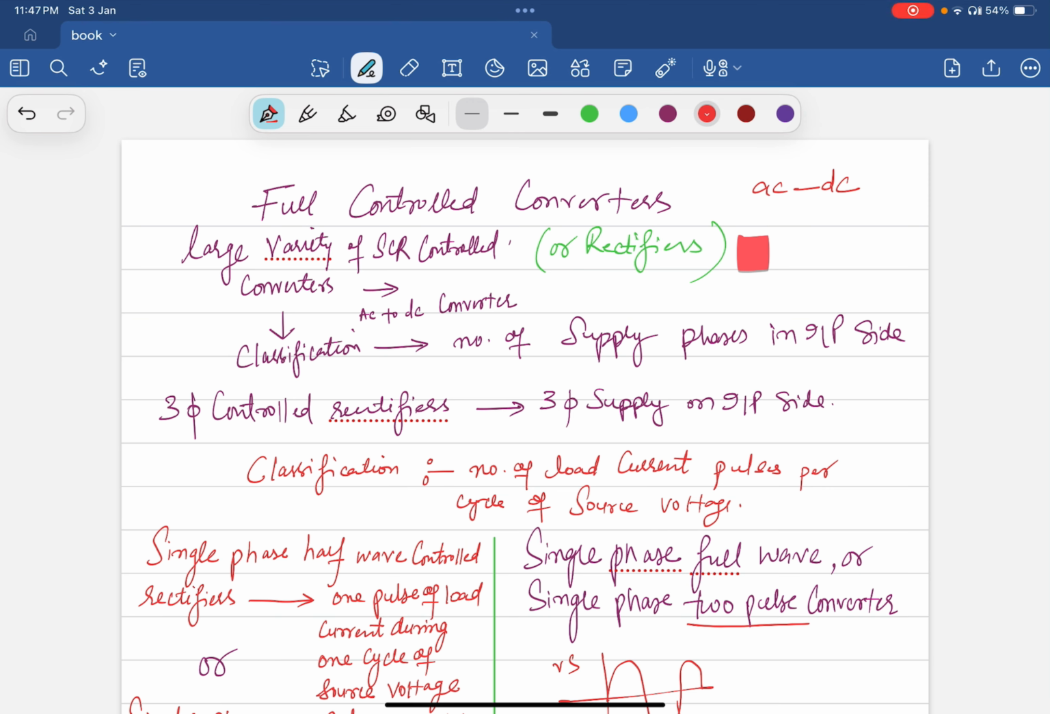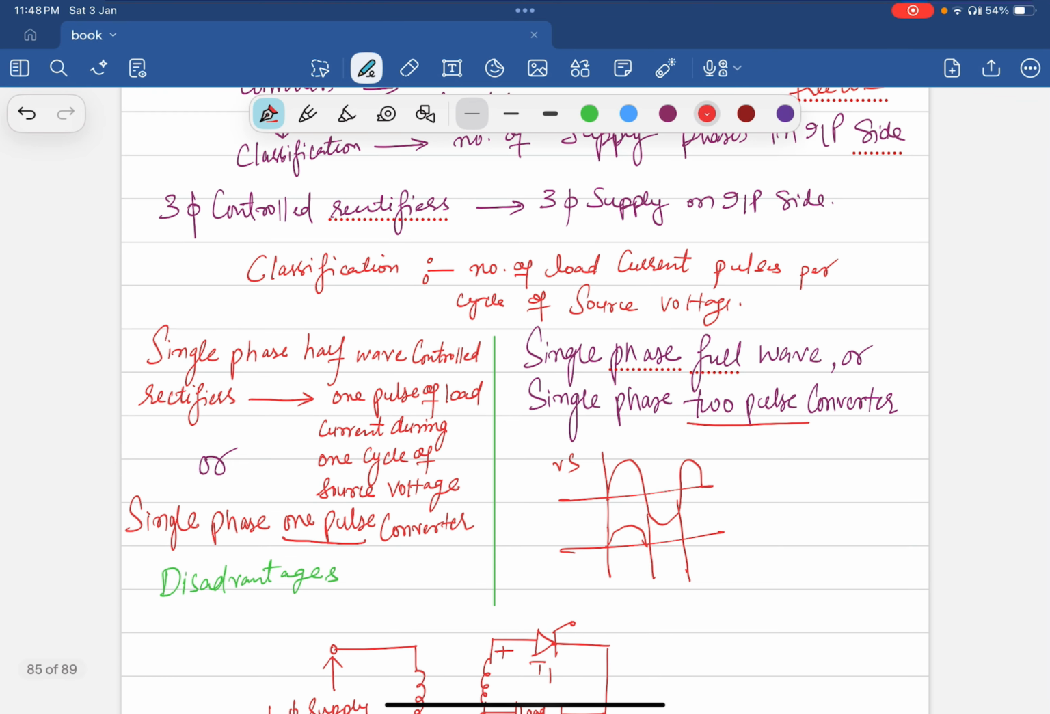As per the classification, the AC to DC converters we have already discussed in the previous class, with R load, with RL load, freewheeling diode. These all were the single phase half wave converters. Three phase control converters, as the name suggests, have a three phase supply, or we have the single phase, that means it has a single phase supply.